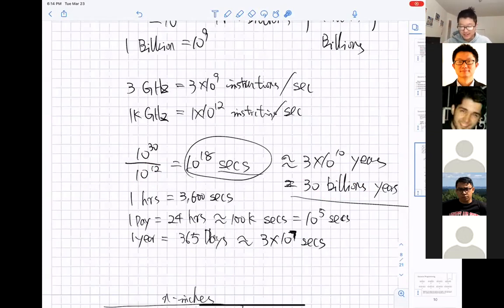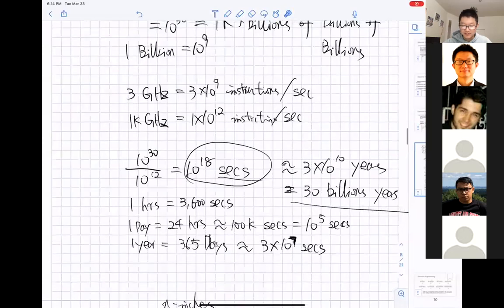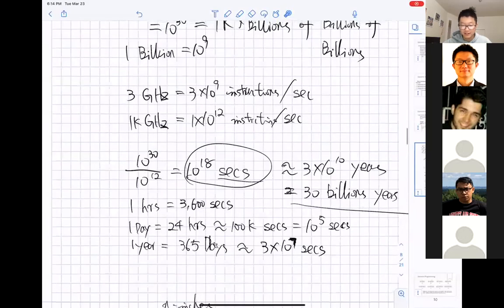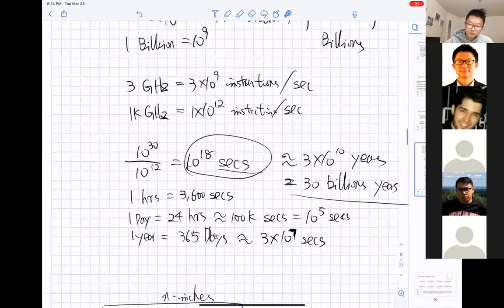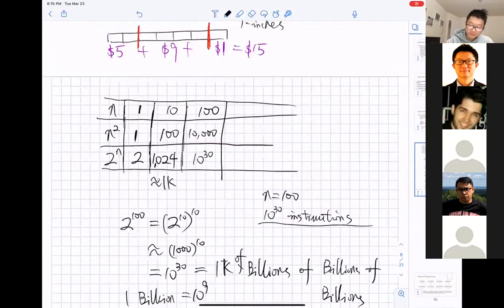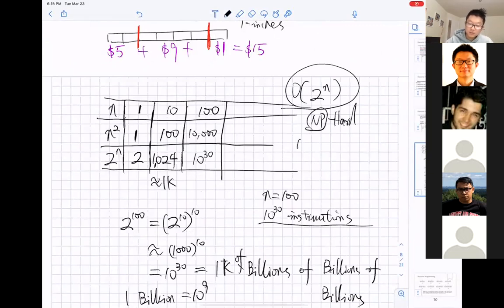Okay. So here, I just want to use this example to give you a feeling of how horrible 2 to the power of n complexity is. This is extremely high. We give it a name called NP hard. Do you know what NP hard stands for? NP stands for non-polynomial. Non-polynomial hard. Okay, and so this is extremely hard.